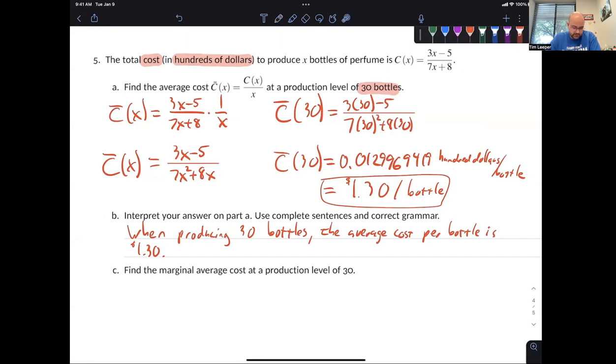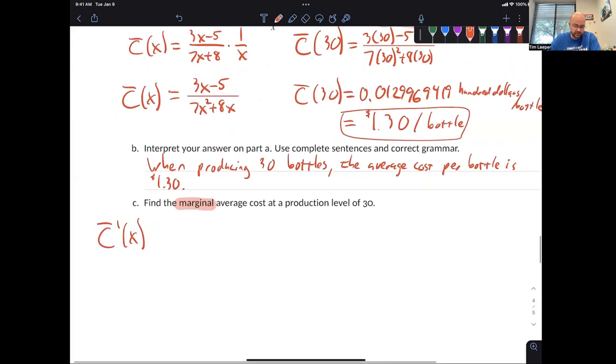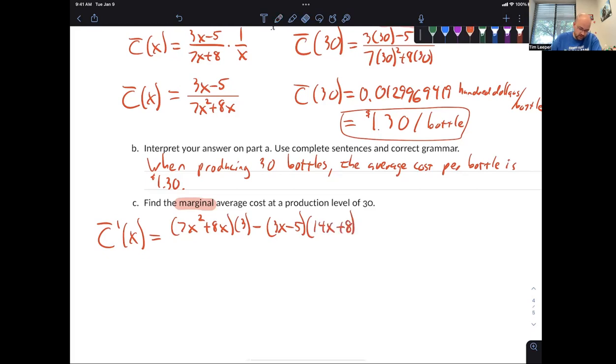Letter C, on the other hand, wants us to find the marginal average cost at a production level of 30. Now, marginal average cost, well, we've already got average cost, but the word marginal there means I need to find the derivative. In other words, it wants us to find what is C bar prime of X at 30. But then we need to figure out what is C bar prime of X. So to do this, we need to take the derivative of this expression, which means we have to use the quotient rule. So it's going to be the bottom, 7x squared plus 8x, times the derivative of the top, which is 3, minus the top, which is 3x minus 5, times the derivative of the bottom, which is 14x plus 8. And then all over the bottom squared.